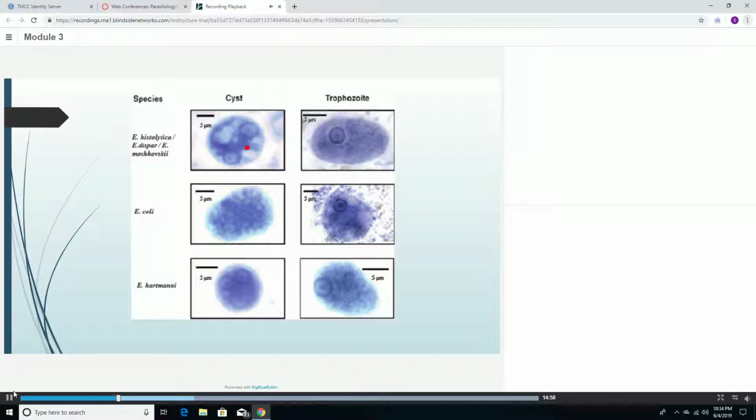And then if we go and look at the cyst stage, you'll notice that there are multiple nuclei present inside the cyst stage. And then there are also little vacuoles in some of these organisms. We look at Entamoeba coli, you see one, two, three different nuclei. And then we look at Entamoeba hartmanni, and you see one, two nucleoli. It almost looks like a smiley face there.